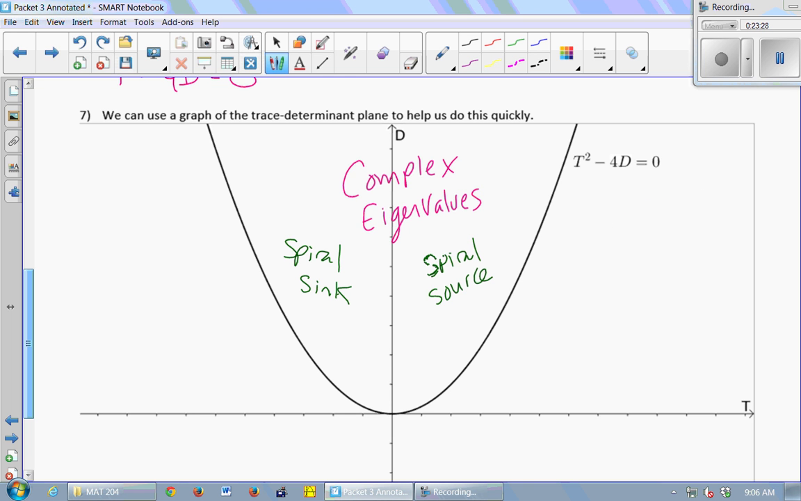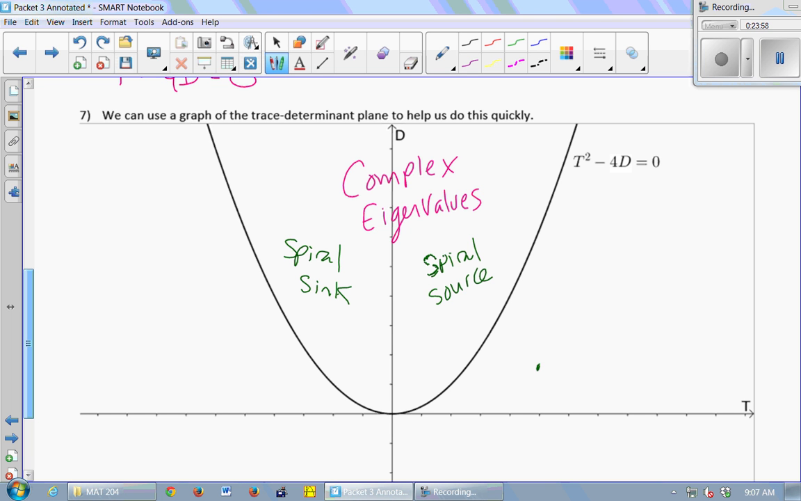Okay, everywhere else in the trace-determinant plane, we have real eigenvalues. It's only within the parabola that you get complex eigenvalues. So everywhere else, they're real. So let's look over here where the trace is positive and the determinant is positive. Pick some random point over here, like 5, 1.